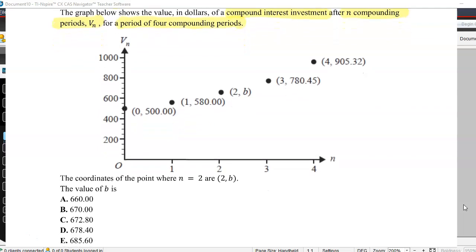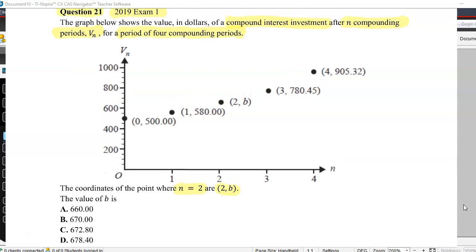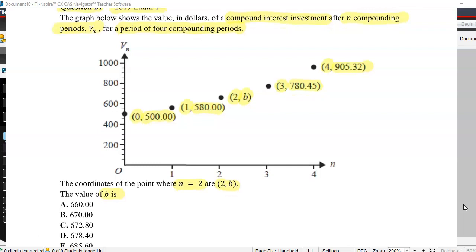The coordinates of where n equals 2 are (2, B). So when we look at that, we can see period 0 is starting at $500. Period 1, we have 580. Period 2, we have B. We don't know what B is. Period 3, we have $780.45. Period 4, we have $905.32. The value of B is, okay, how are we going to work this out?